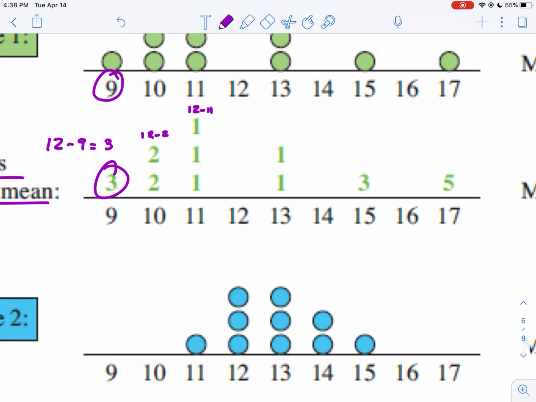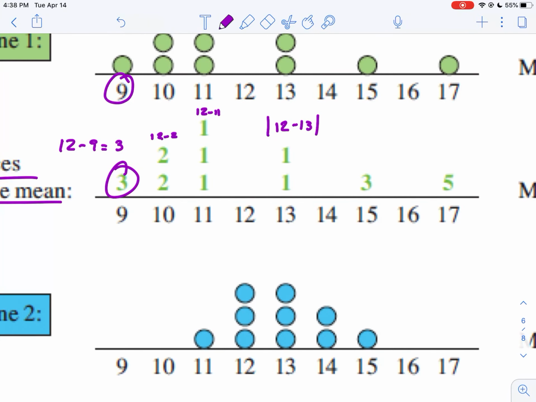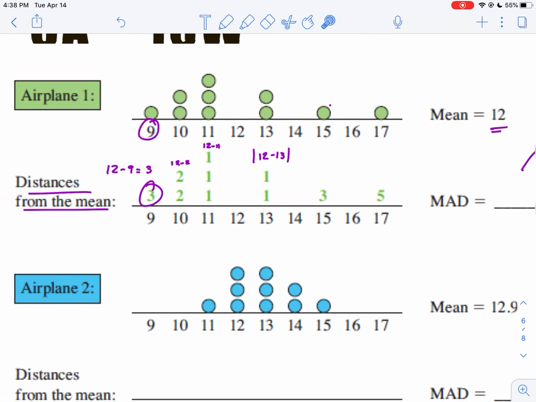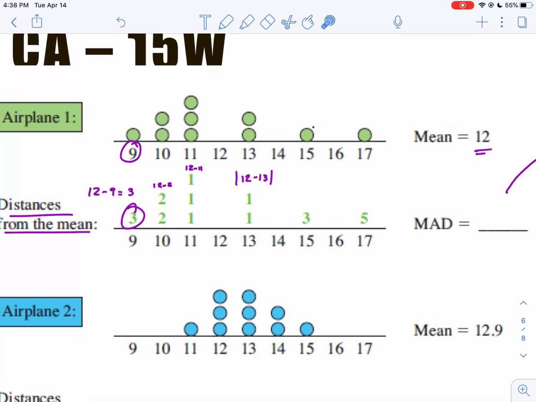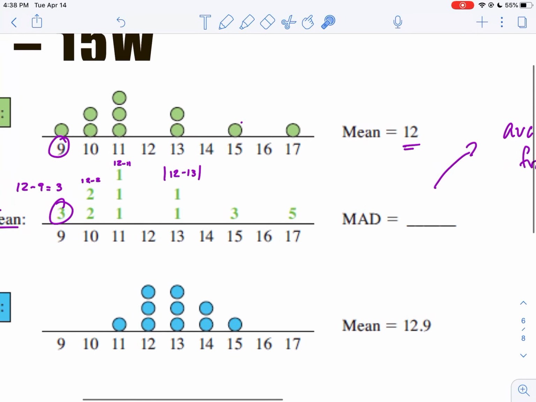Now I get to 13. I want to throw in why they call it mean absolute deviation. If you did the subtraction here of 12 minus 13, you would get -1. If you put absolute value bars in, now it becomes a +1. And so we are interested in the absolute deviation. How far is it from the mean? Not making it positive or negative one way or another. So that's why it's called mean absolute deviation. So 13 is 1 away from 12. 15 minus 12 is 3. 17 minus 12 is 5. So these are all the distances that these numbers are from the mean.